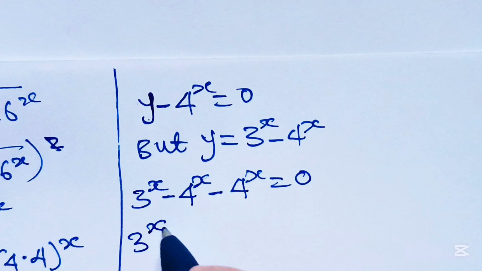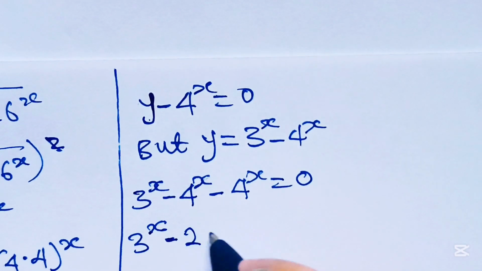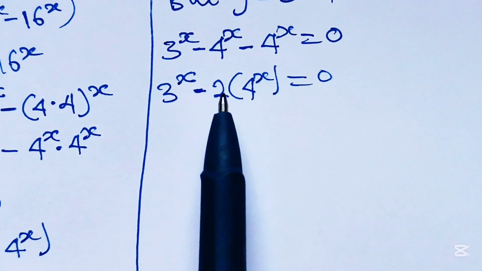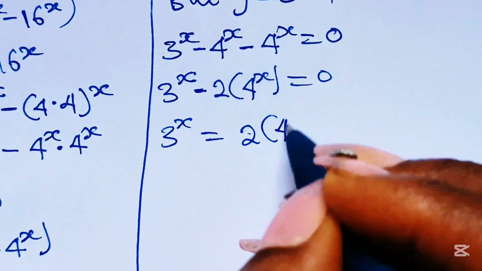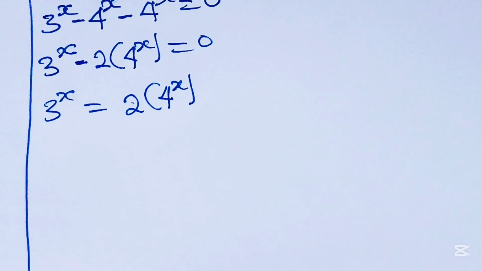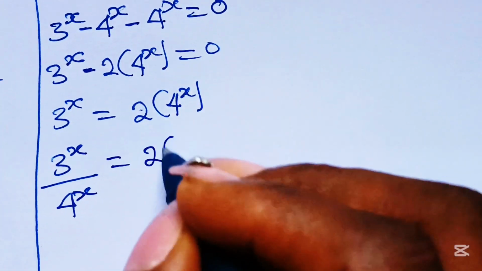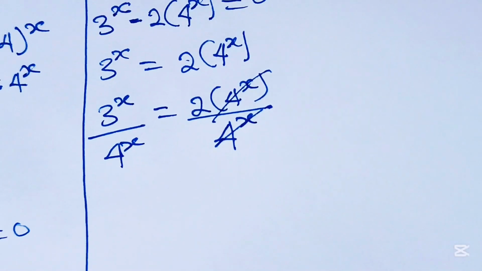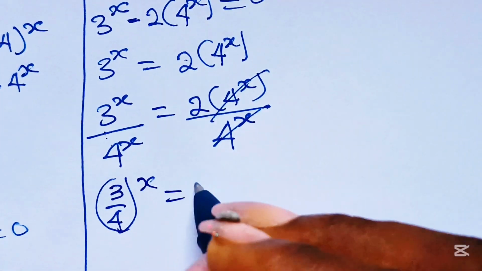So we have 3 to the power of x. Now minus 4 to the power of x minus 4 to the power of x is minus 2 bracket 4 to the power of x, right? Is equal to 0. Now let's transfer this to this side of the equation. If we do that, we have 3 to the power of x is equal to 2 bracket 4 to the power of x. Now let's divide both sides of this equation by 4 to the power of x. So we have 3 to the power of x divided by 4 to the power of x is equal to 2 bracket 4 to the power of x divided by 4 to the power of x. Now this will cancel this. Then for this side, we can say 3 over 4 raised to the power of x is equal to 2.